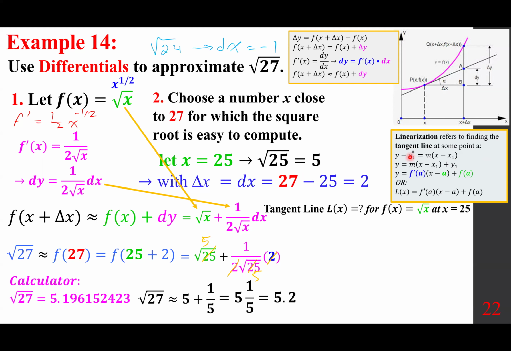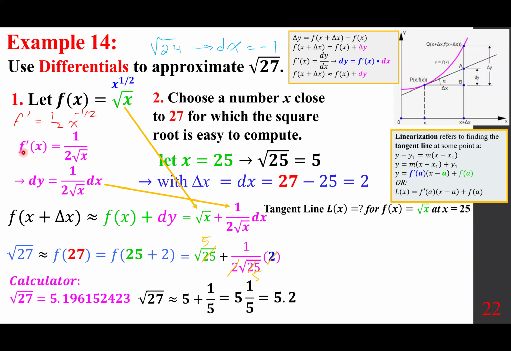So y minus y1 equals m times x minus x1. So what is the pair? Obviously, you plug in 25 and you get 5. So this is the pair. Plug in 25 and you get 25, comma 5. So that's the pair.